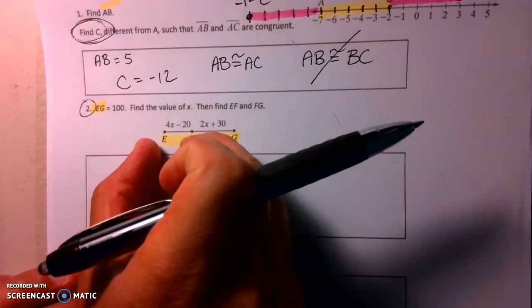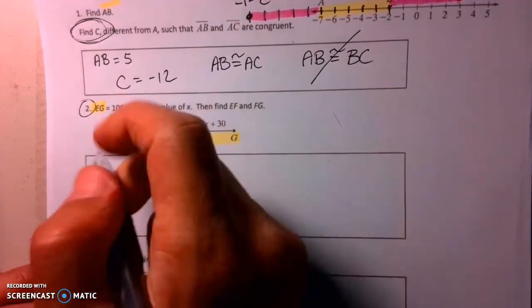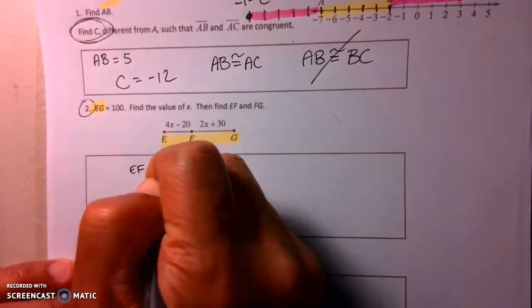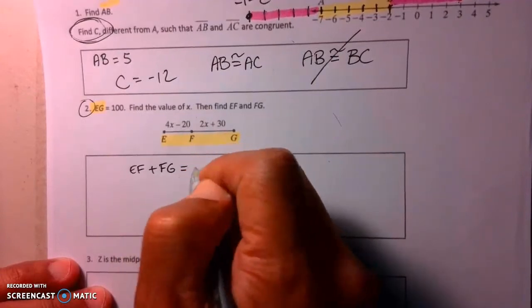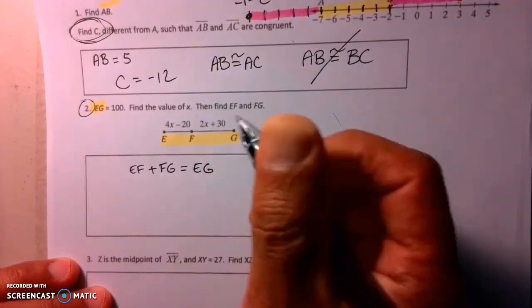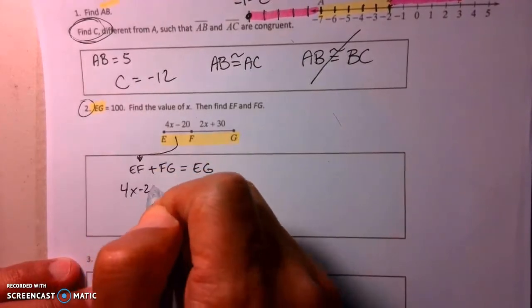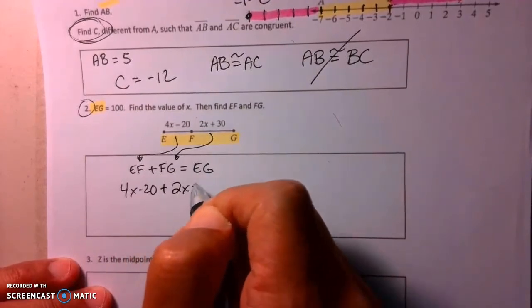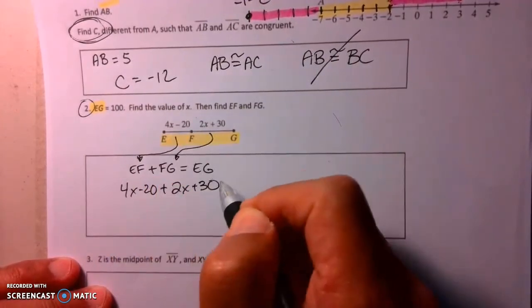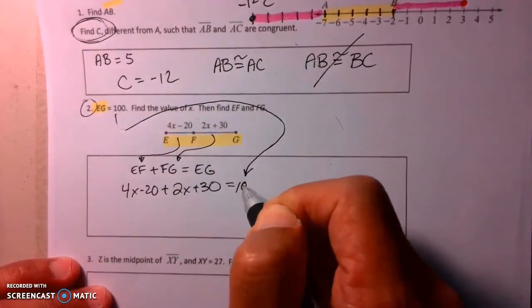We're going to say EF plus FG is equal to EG. So we're going to basically say EF plus FG, the space on the left plus the space on the right, is equal to all the way across EG. Well, EF is 4x minus 20. FG is plus the 2x plus 30, because I'm going to add those two yellow components, and it will equal EG, which they told us right from the get-go is 100.